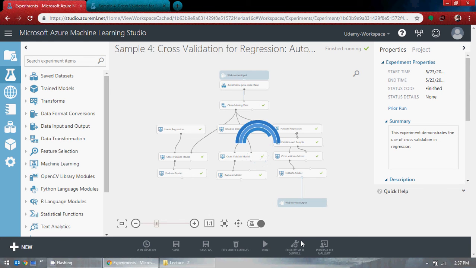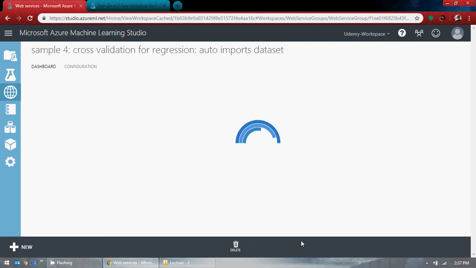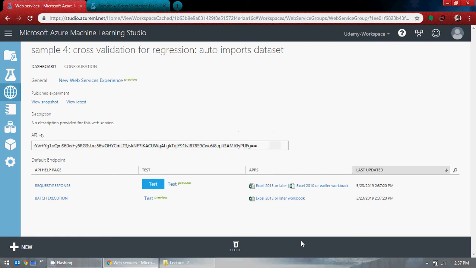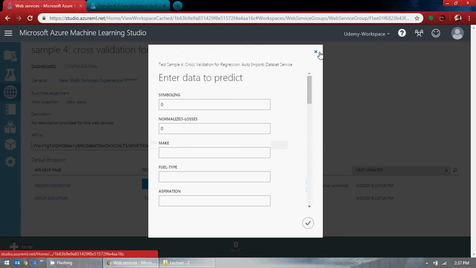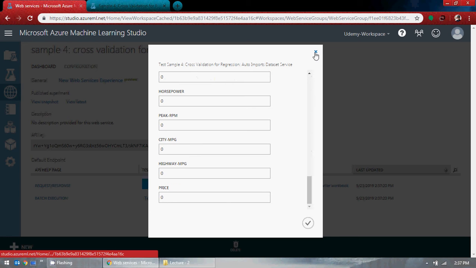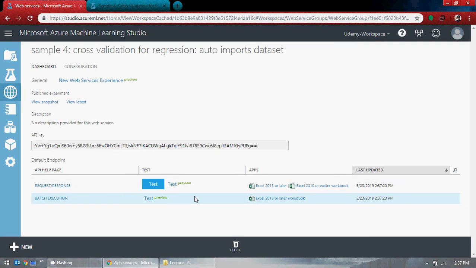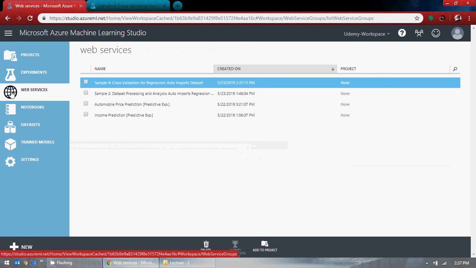So we'll deploy this as a web service, and there might be some error because I did something wrong, but still, all these values are 0, but you can put values here. Okay, and you can test it. So as usual, you can download this one. Okay, so that's pretty much for this.